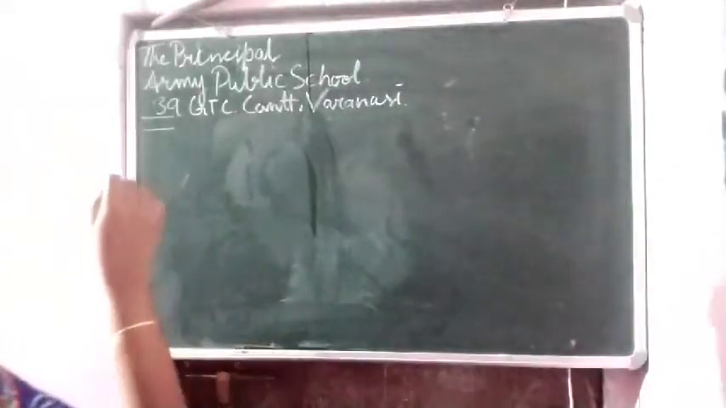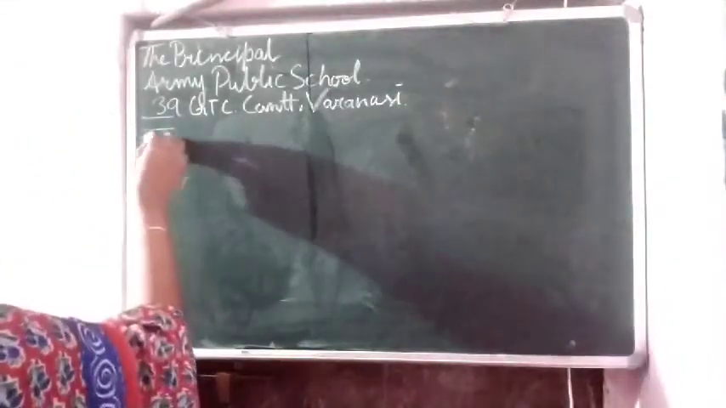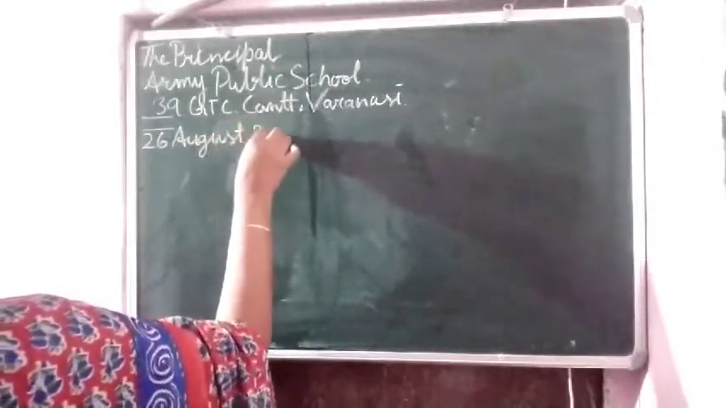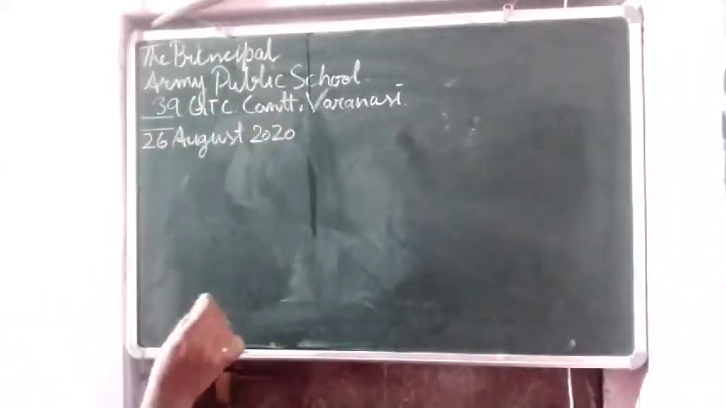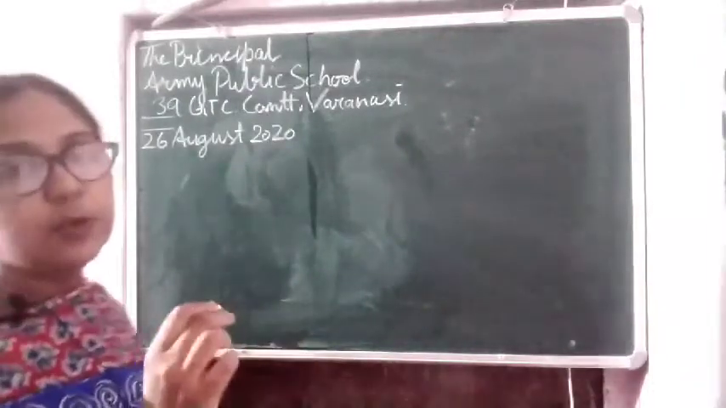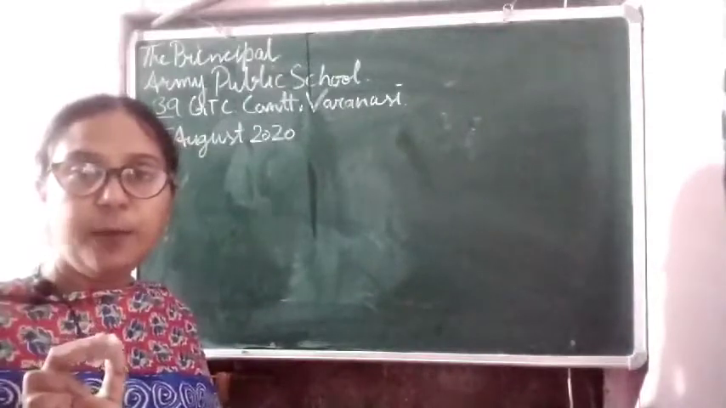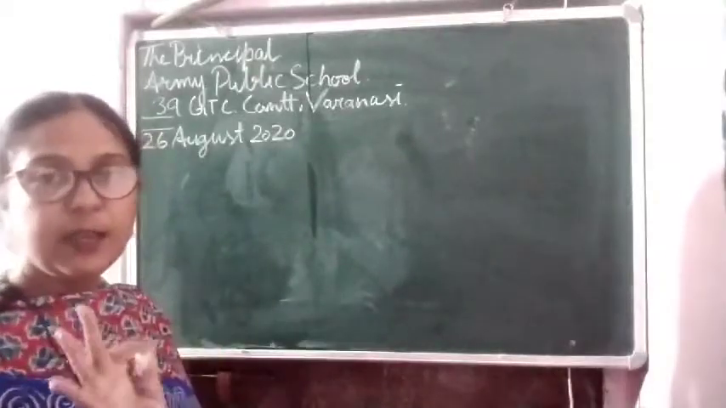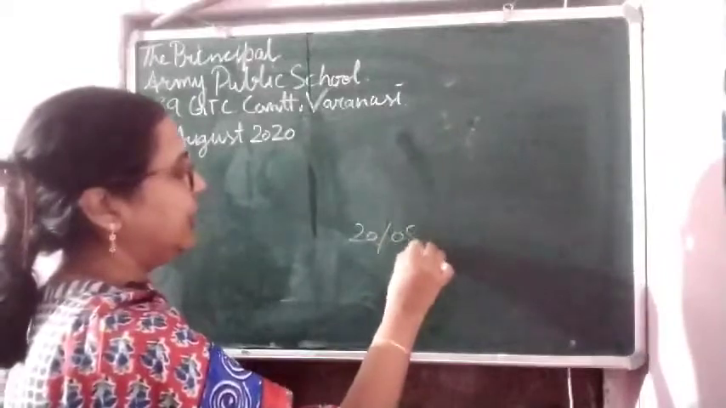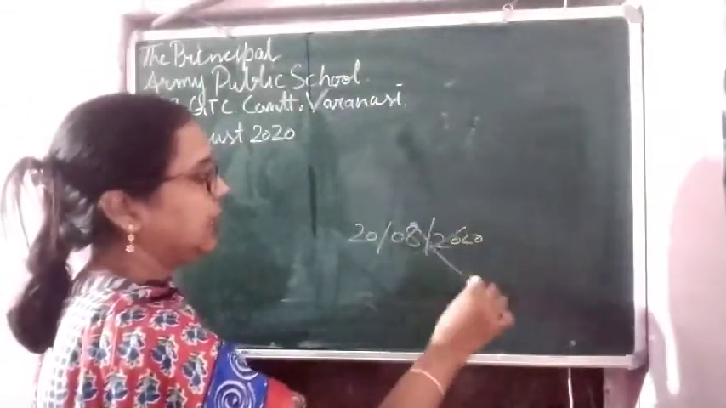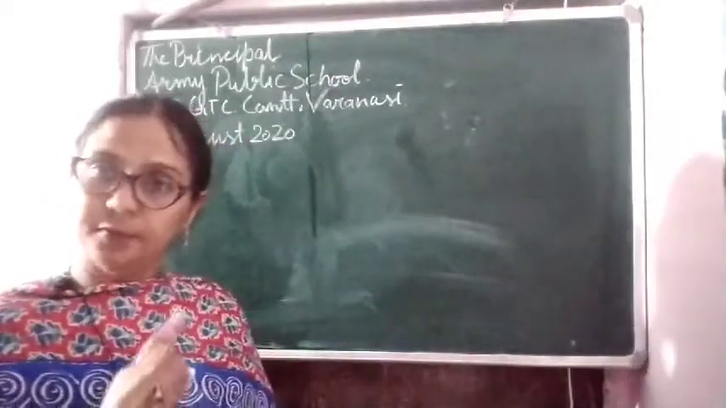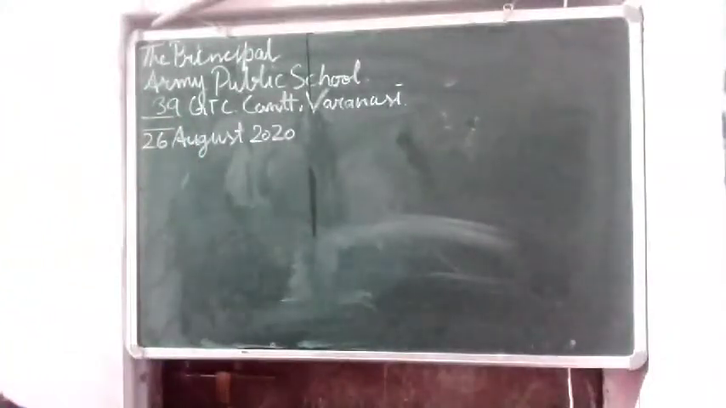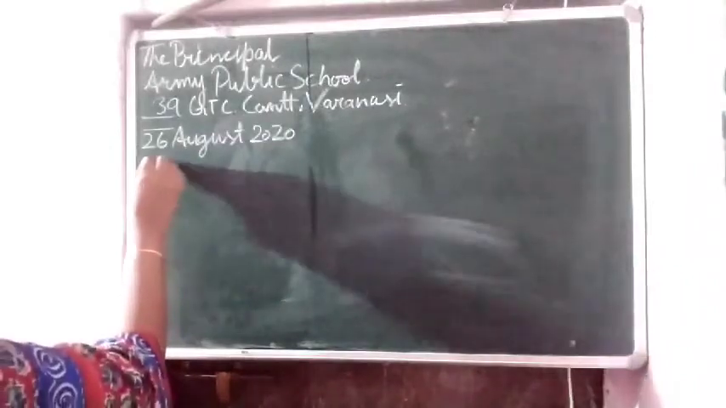Then write the date. You will write 26 August 2020. And after the date, you will not add any comma, full stop or anything else. Always you should write 26 August 2020. This way you are not going to write otherwise, so this is totally incorrect. Always you have to mention all the things in a proper way because this is your application. After the date you will write the subject.